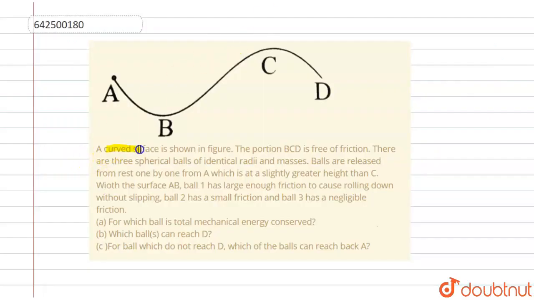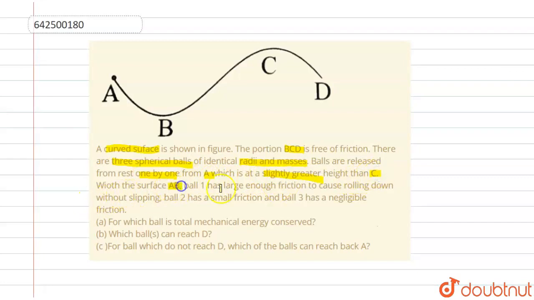Hello students, here is a question. A curved surface is shown in the figure. The portion BCD is free of friction. There are three spherical balls of identical radii and masses. Balls are released from rest one by one from A, which is at a slightly greater height than C.